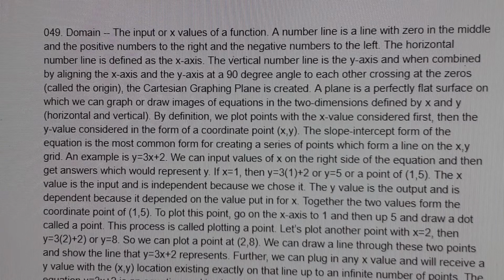To plot this point, go on the x-axis to 1, and then up 5 and draw a dot called a point. This process is called plotting a point.